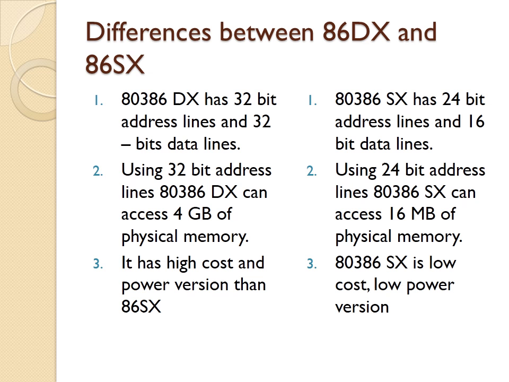Differences between 80386DX and 80386SX. First difference between two is 80386DX has 32-bit address lines and 32-bit data lines, while 80386SX has 24-bit address lines and 16-bit data lines. Using 32-bit address lines, 80386DX can access 4 GB of physical memory. Using 24-bit address lines, 80386SX can access 16 MB of physical memory. Third difference is 80386DX has high cost and power version than 80386SX, and 80386SX is low cost, low power version.